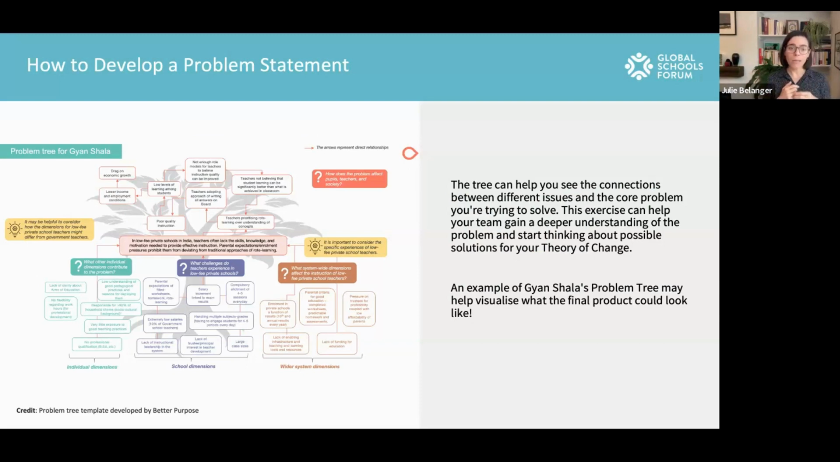And in this example here, this is an example recently developed with Gyanshala, an organization working in India. And this is the problem tree that they've developed that can help you visualize what a final product might look like. I know that it's a bit small to see on the screen, so hopefully you can see some of it, and it's meant to be a bit of an inspiration for you. Hopefully you can engage your team members and you can workshop this together, as it can be a really, really helpful process to go through together.